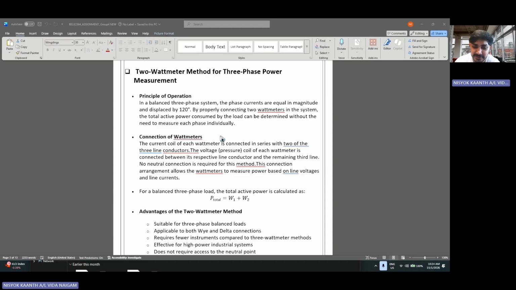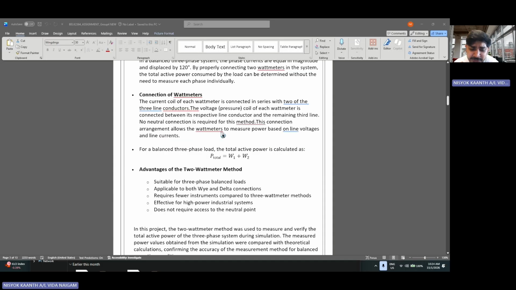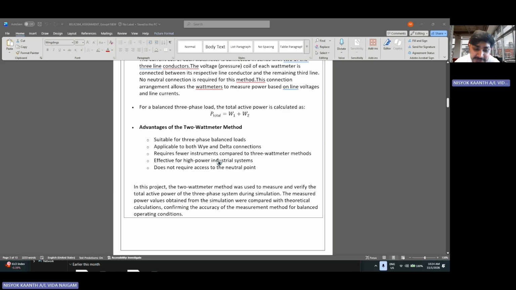The advantages and relevance to this project. The main advantages of the 2 wattmeter method are that it requires fewer instruments, is suitable for high power systems, and can be applied to both Y and delta connections. In our project, this method was used during simulation to measure and verify the total active power, and the results were then compared with theoretical calculation to confirm accuracy.